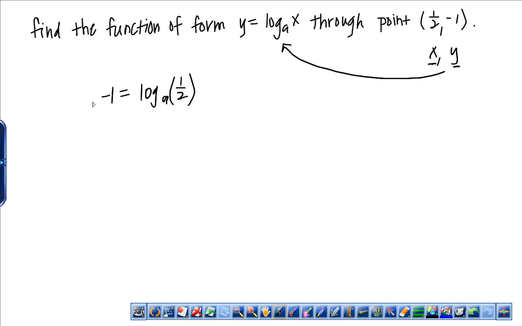So if we wanted to solve this, not using your log rules at all, I would go back to exponent form. So this would be a to the -1 is equal to 1/2. So what value would a have to be in order to give you 1/2? A would have to be 2. So now all you have to do is plug it into your formula. So y equals log base 2 of x, and that would be your formula.